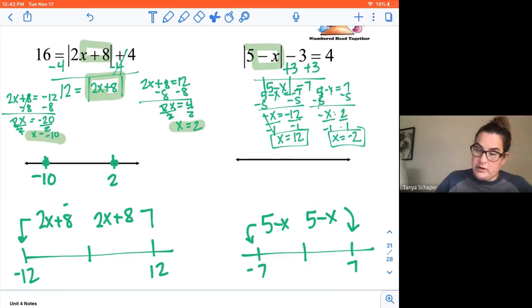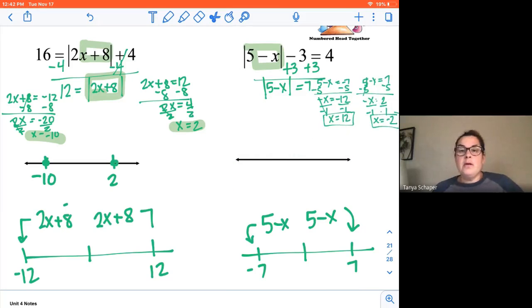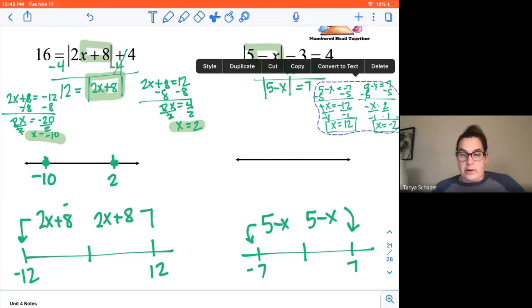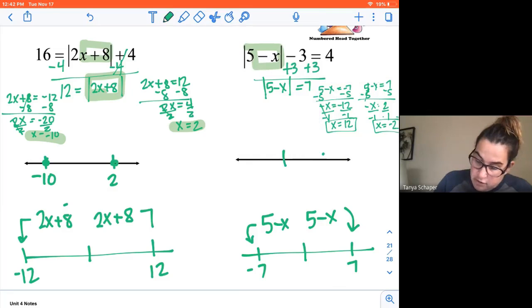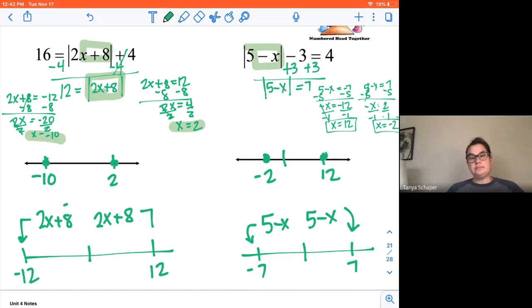Let's move them right there. Okay. There we go. And so now when I graph them, I have 12 as one answer and negative 2 as the other. So there we go. Right?